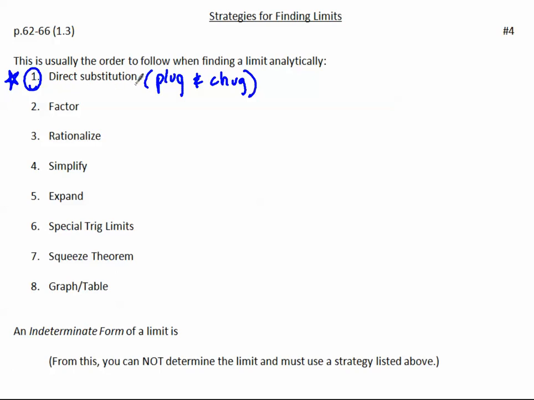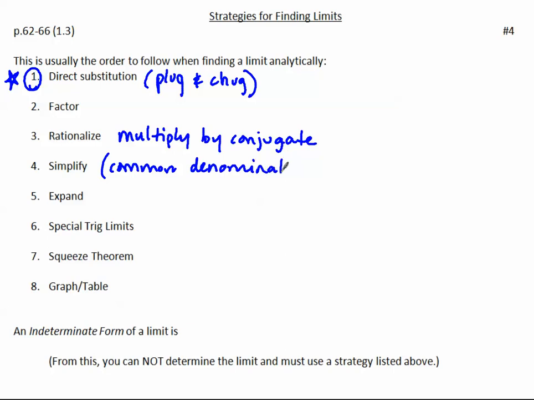If direct substitution doesn't work, we want to try to factor. That's usually the next best option. Rationalize is when we multiply by the conjugate. You'll see some examples of that. Simplify, or get a common denominator. That's what we're going to think of when we want to simplify. Expanding is multiplying out.